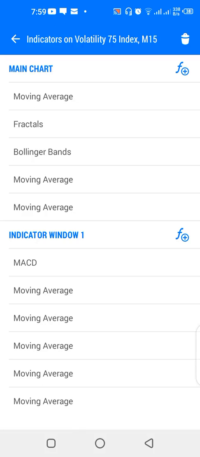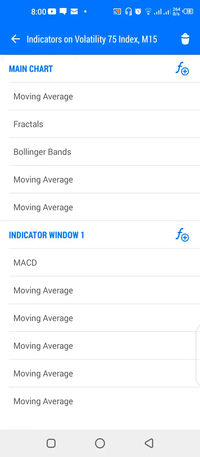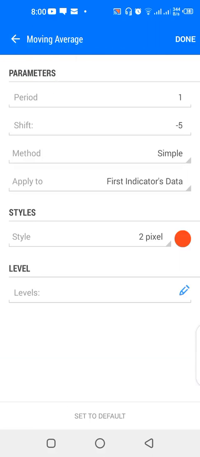Color is gray. Another moving average, period 1, shift is -6, method is simple, apply to first indicator's data, color is gray. Another moving average, period is 1, shift is -5, method is simple, apply to first indicator's data, color is red. Then another moving average, period is 1, shift is 8, method is simple, apply to first indicator's data, color is orange.